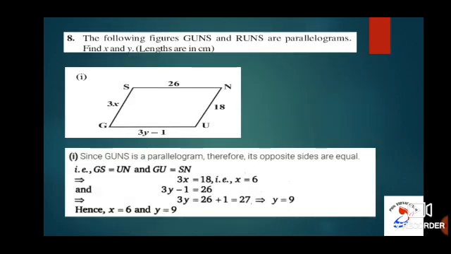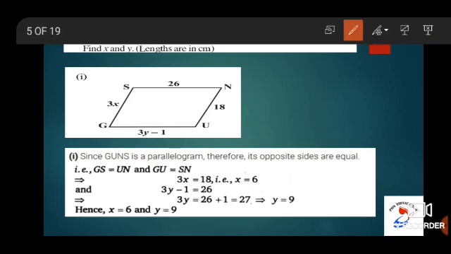Now it is question number 8. The following figures GUNS and RUNS are parallelograms. First subdivision, you have to find the unknown value of X and Y. Look at the figure, children. In the figure, GUNS is a parallelogram. Therefore, its opposite sides are equal.